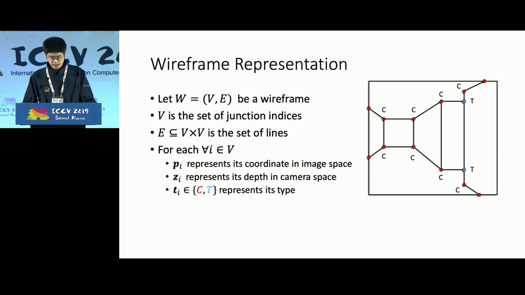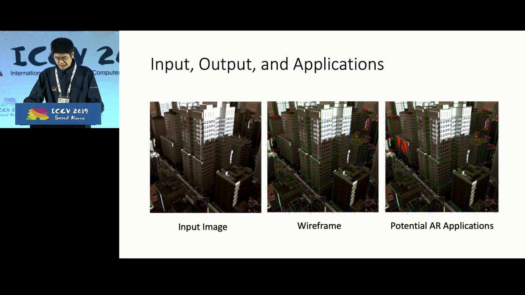In this work, we consider two types of junctions. C junctions, marked in red, are the corners of the building, while T junctions, marked in blue, come from the occlusion due to the projection. This slide shows a potential application of the wireframes. A user can add a logo to any building by clicking its side walls.